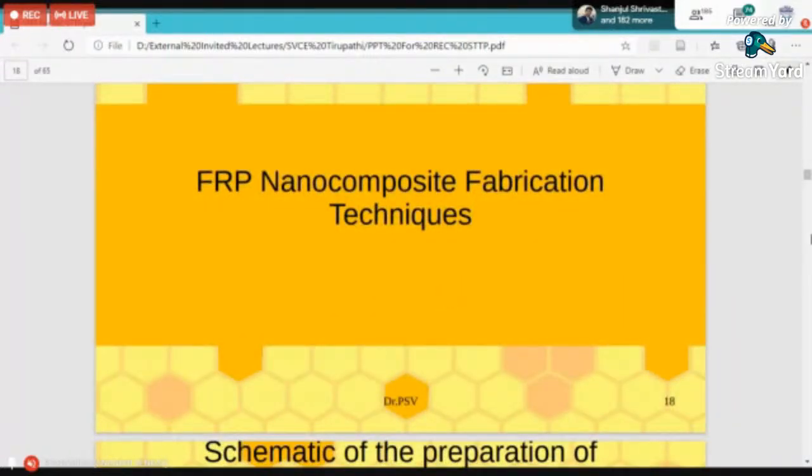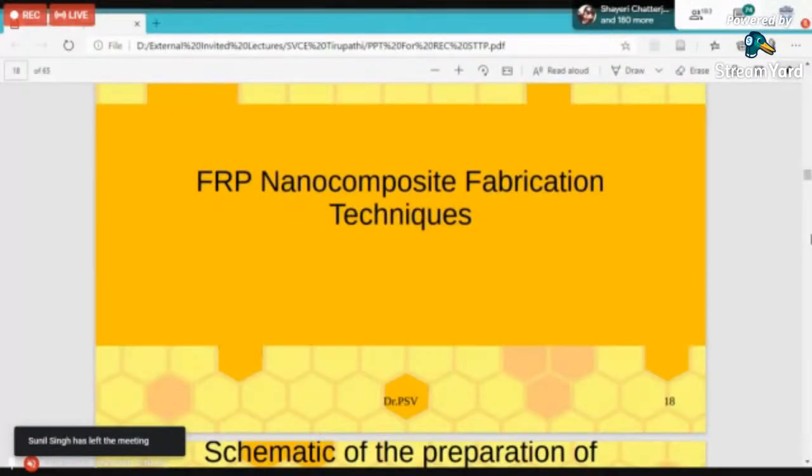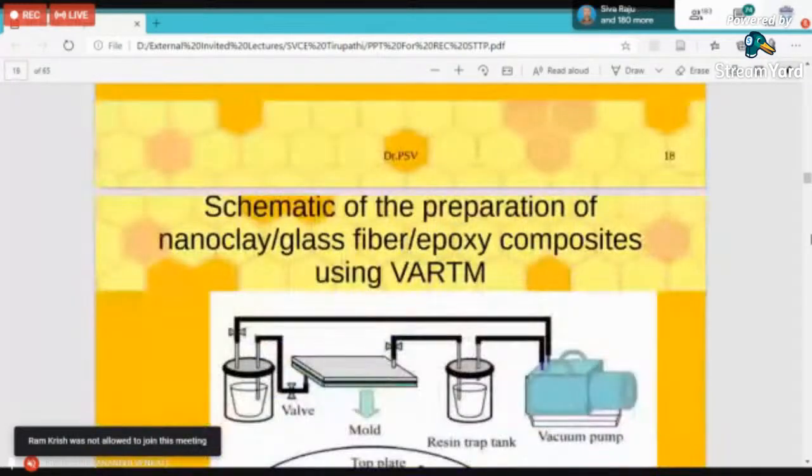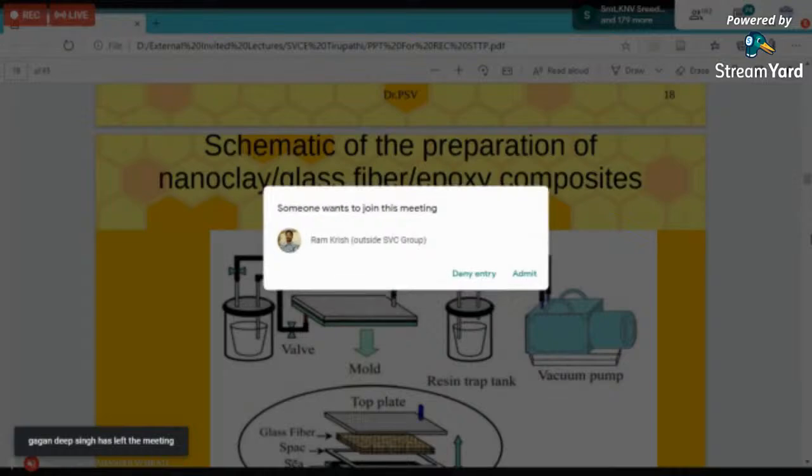This is a very elaborate topic: how the FRP nanocomposites are being used, where they are used, how they are fabricated, what the characteristics are, and what experimental techniques are used to characterize them. All of these things will come under this. Now there is a schematic of the preparation of nano clay glass fiber epoxy composites using VARTM. VARTM is nothing but vacuum assisted resin transfer molding. This is a modern technology. Vacuum assisted molding it is.